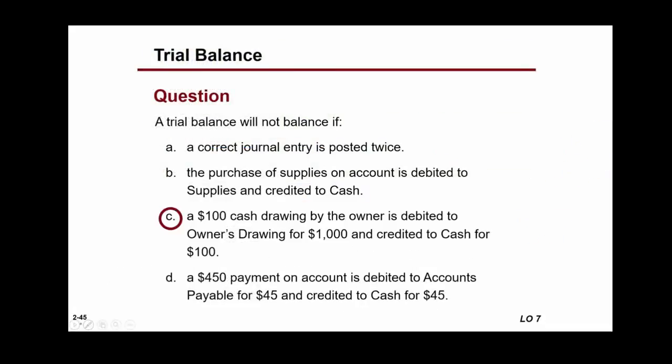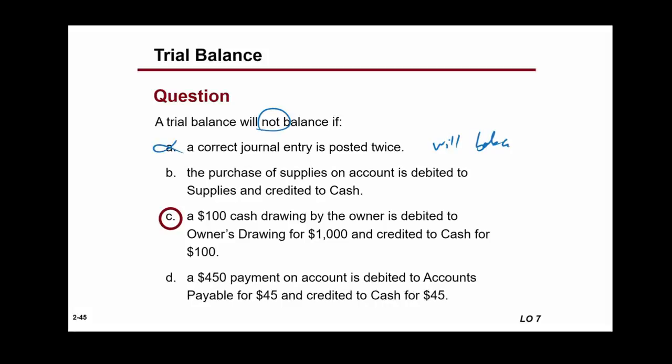Any questions? Okay, so let's do these one by one. If a correct journal entry is posted twice, will the trial balance still have the same total credits and total debits? Yes, because if you added $500 under credits, you will also add $500 under debits. So this one will balance. Next, the purchase of supplies on account is debited to supplies, that's correct, and credited to cash.